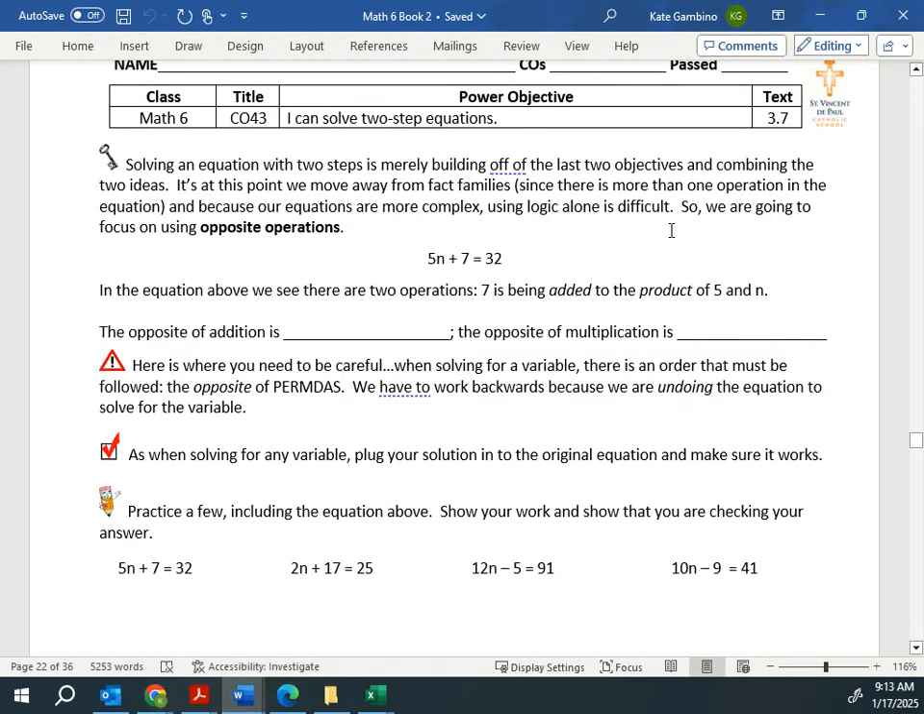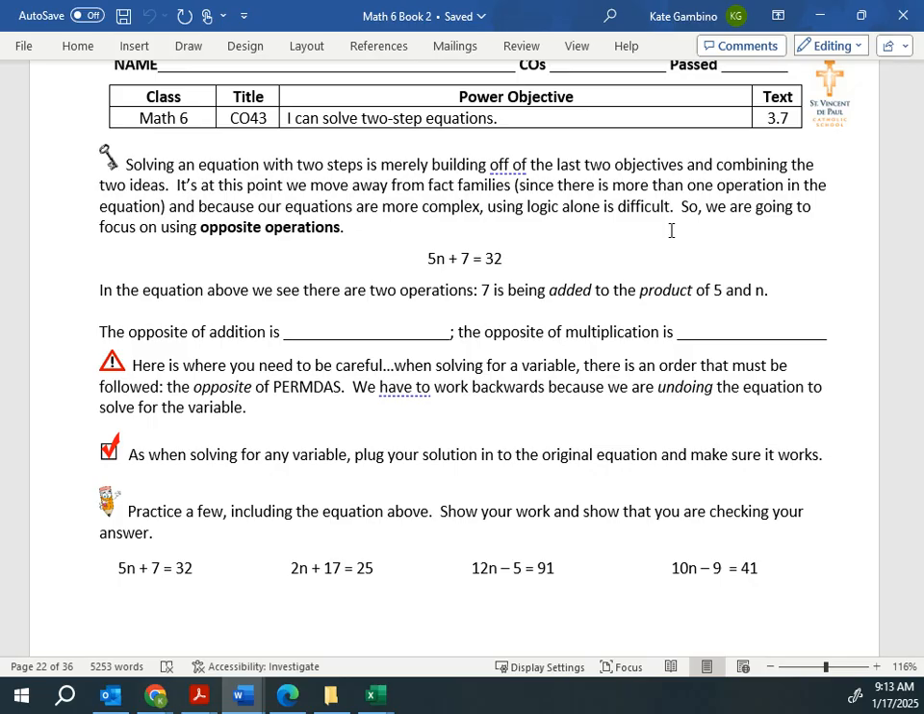Good morning. Today we are working on our last objective of this unit. It is Friday, so that means Monday we have no school, Tuesday is the review day, Wednesday is the practice test, Thursday is the real test. So make sure that you are understanding all of these objectives.